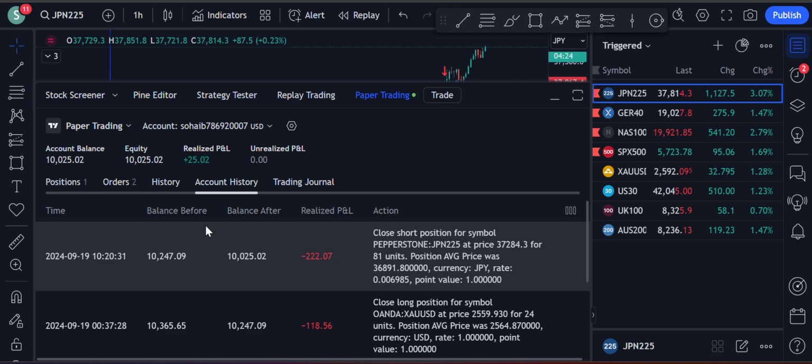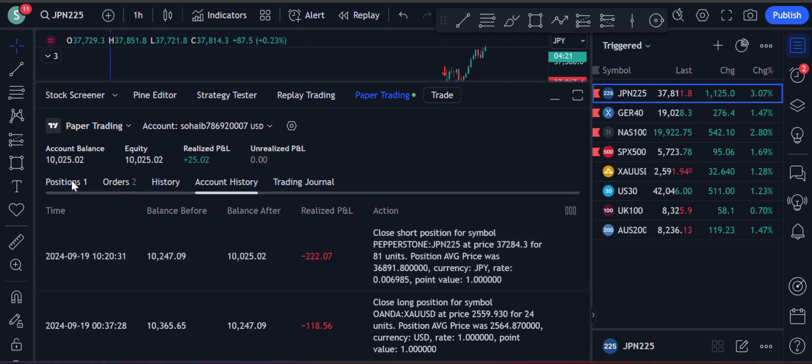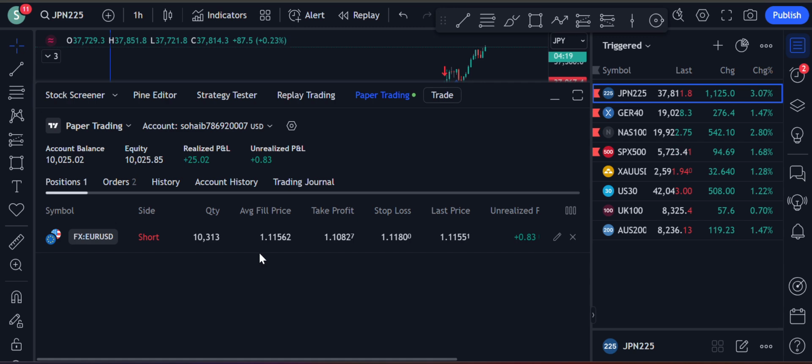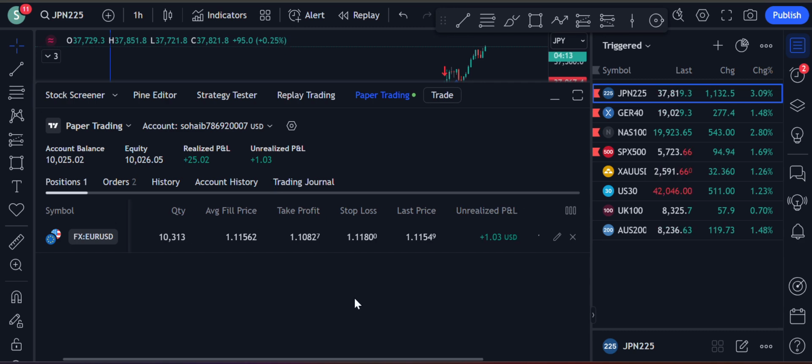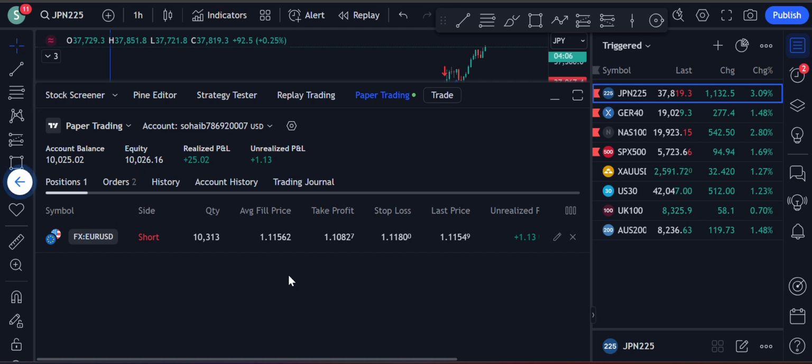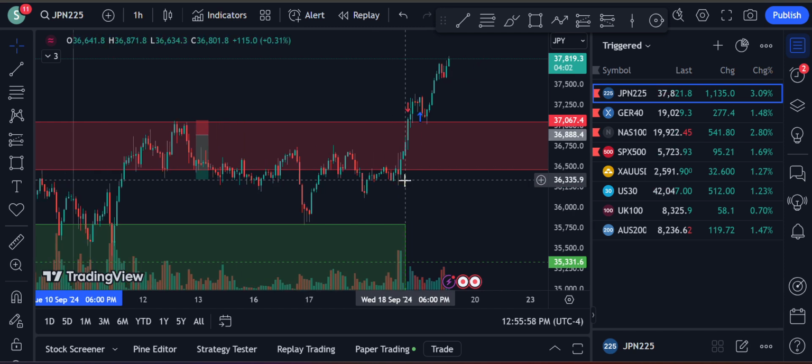And here, as you can see, my position: I've reduced my risk from 1% to 0.25% because I lost two trades at a time. So as you can see, this trade is running. I'll let you know what happens in the next video.